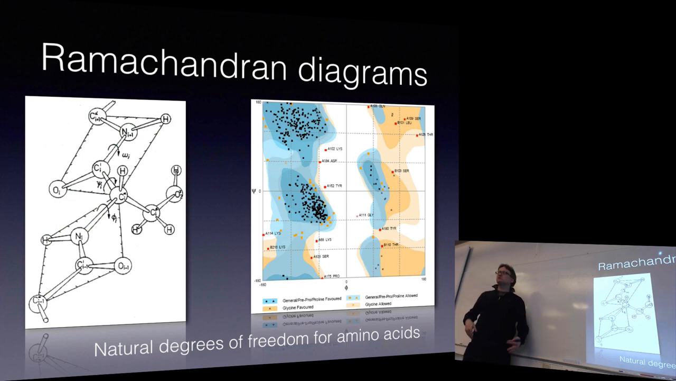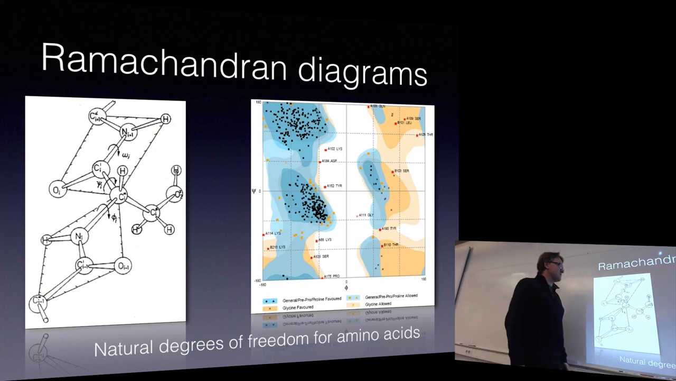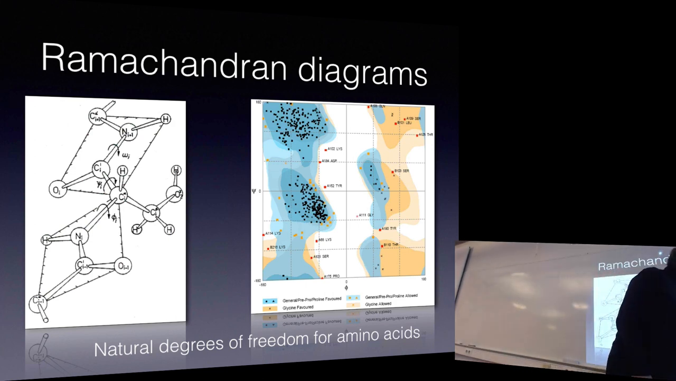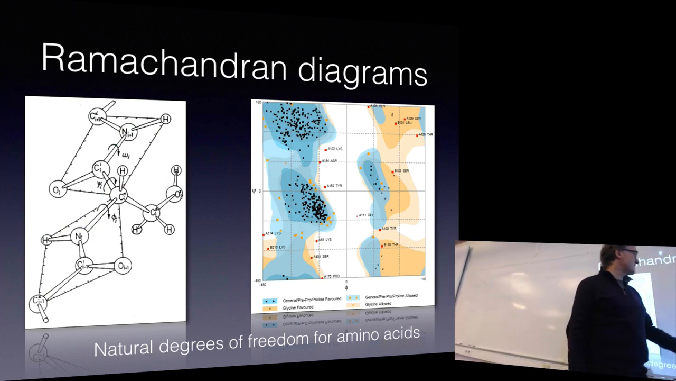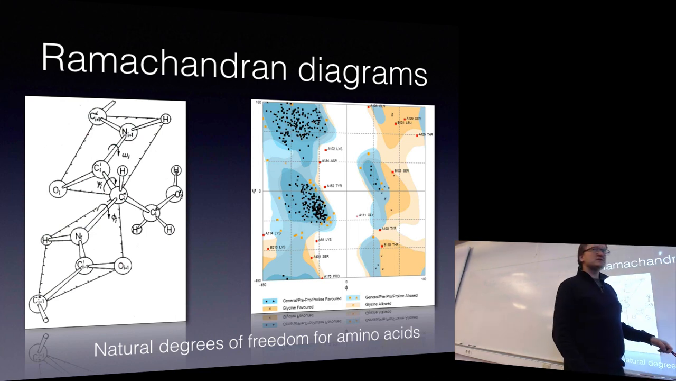If you have two variables, phi and psi, let's put one of them on the x-axis, phi, and this goes from minus 180 degrees to plus 180 degrees. And let's place the other one on the y-axis, minus 180 degrees to plus 180 degrees for the psi angle.